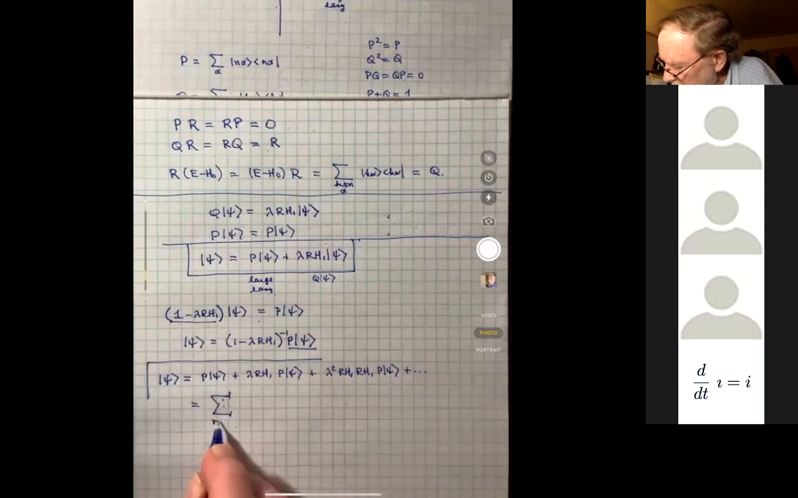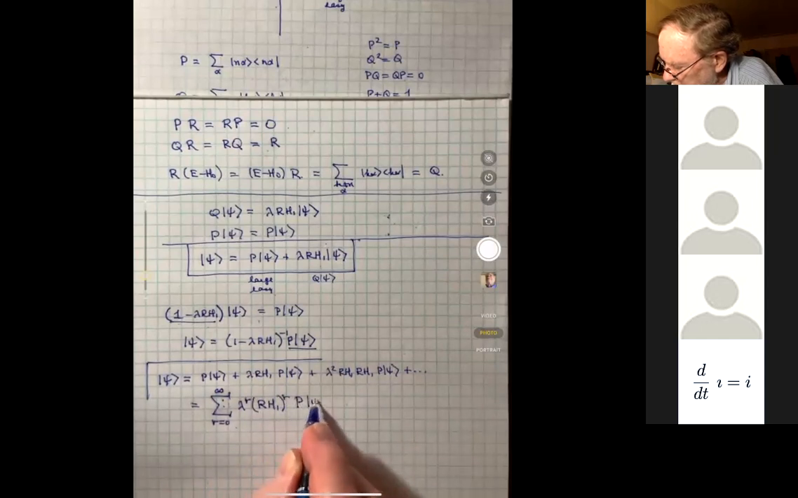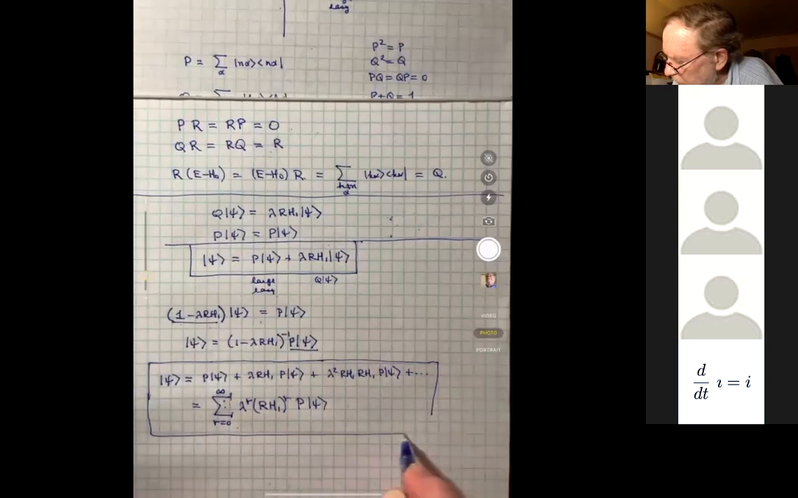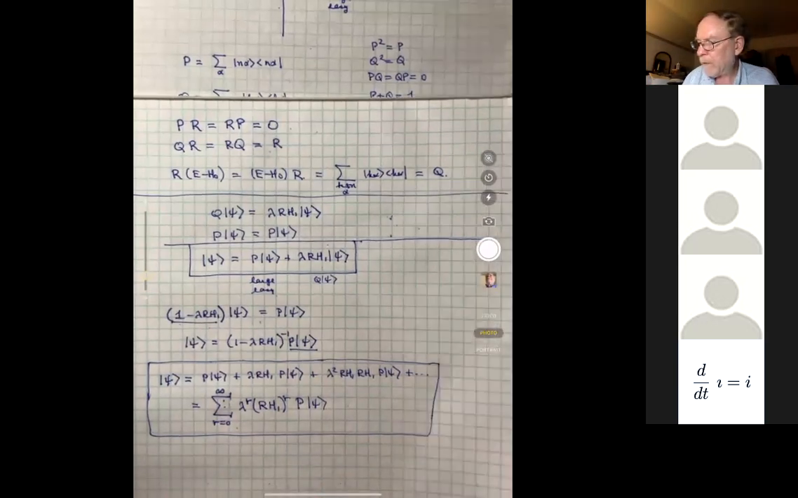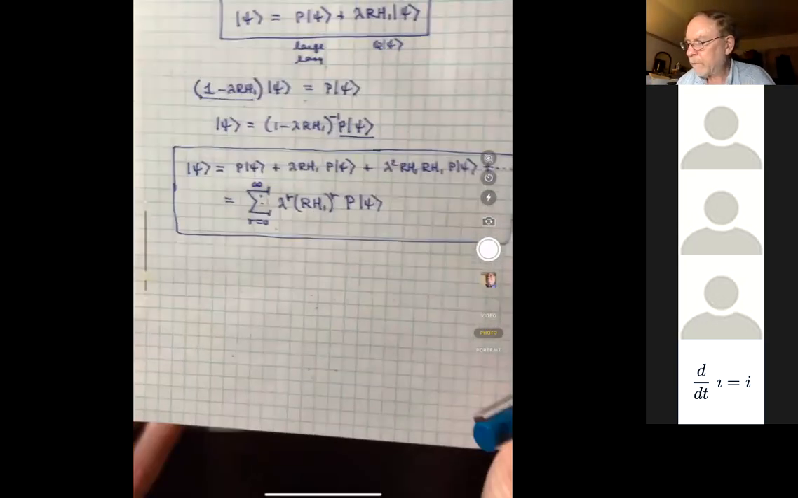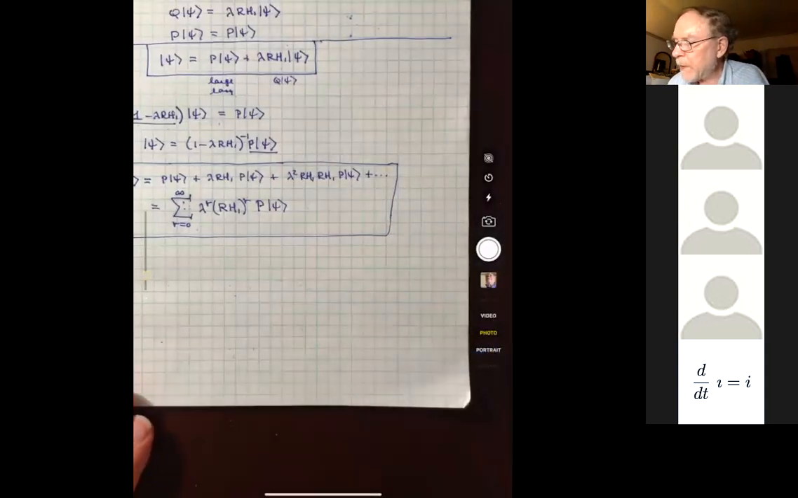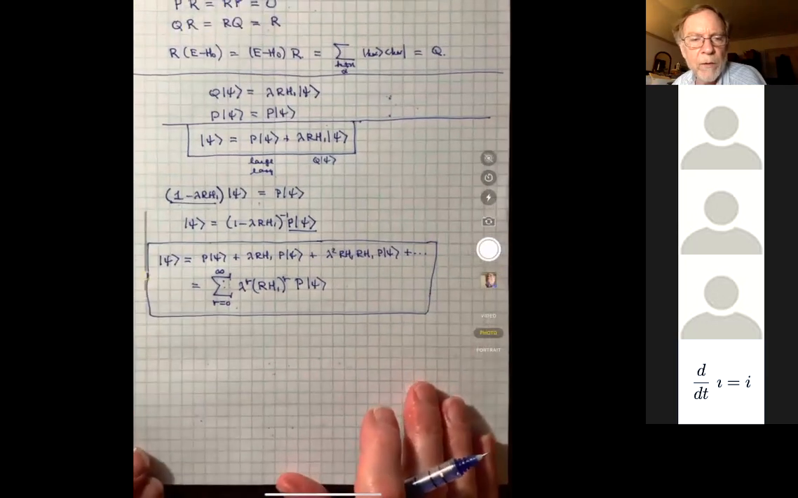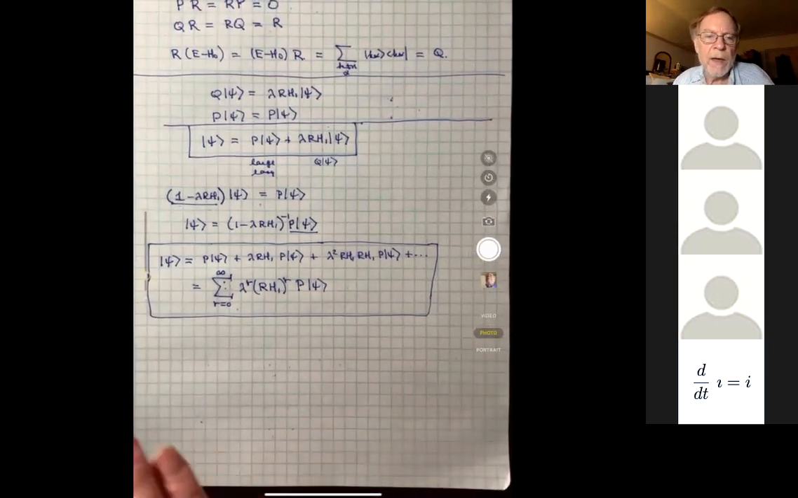This is a sum from index R equals 0 to infinity of lambda to the R, capital R H1 raised to the power R, times P psi. This is the basic series out of which all of bound state perturbation theory can be constructed. All right. So that's basically the derivation of the fundamental power series that we use for deriving all the results in perturbation theory. And from here on out, what I do is apply this to the various cases.